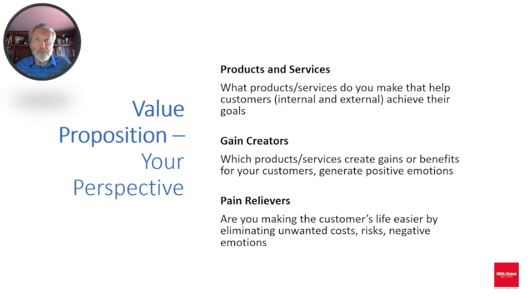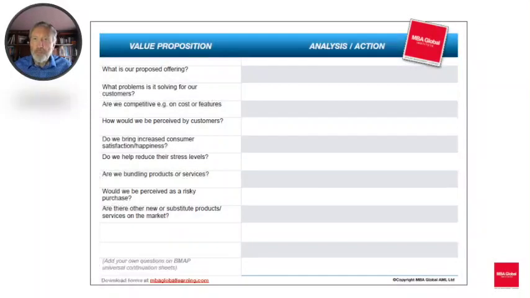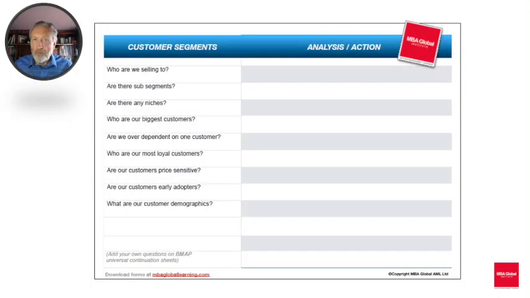It's also helpful to look at the pains or gains of your customer and to view this from both your perspective and from their perspective. So, for example, from the customer's perspective, are there cost savings, social gains, or other benefits that the customer wants? Or are there unwanted costs, risks, or annoyances that you could mitigate? For each segment in the Business Model Canvas, we have checklists to speed up the analysis process. All of these can be found in our book, Countdown to Launch, or on our website. We'll do an exercise on these later.